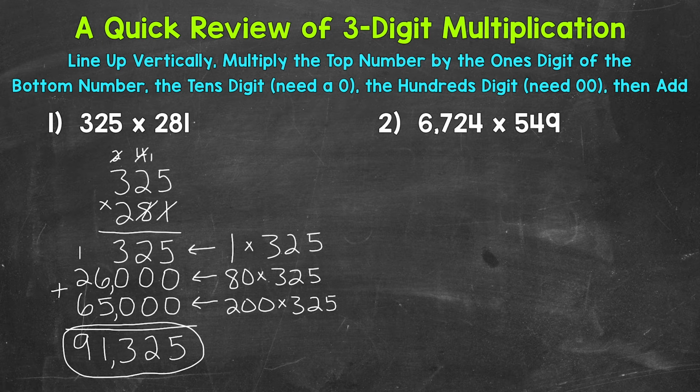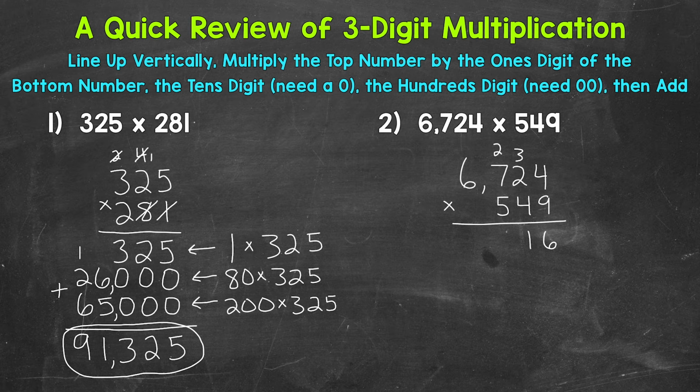Let's move on to number 2, where we have 6,724 times 549. So let's line this up vertically and then go through our process. So we'll start with the ones, where we have a 9. So 9 times 4, 36, carry the 3. Then we have 9 times 2, which is 18, plus that 3 is 21. Then we have 9 times 7, which is 63, plus that 2 is 65.